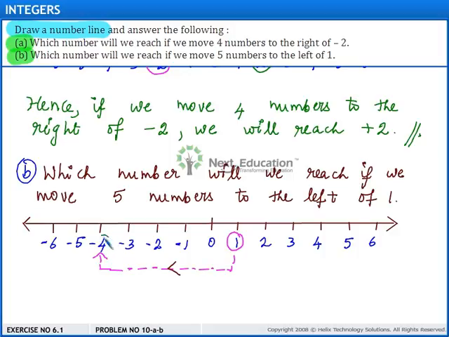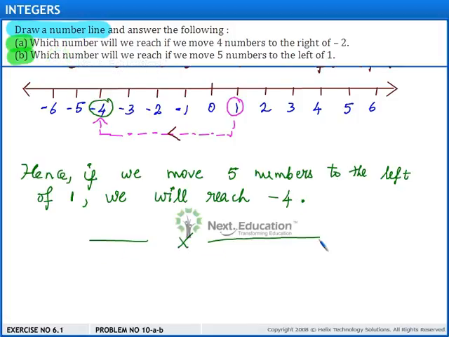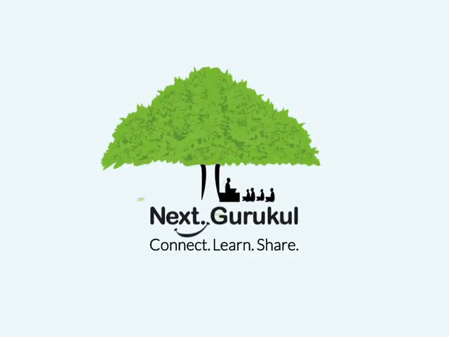We will reach -4. Hence, if we move 5 numbers to the left of 1, we will reach -4. Thus, we come to the end of the solution.